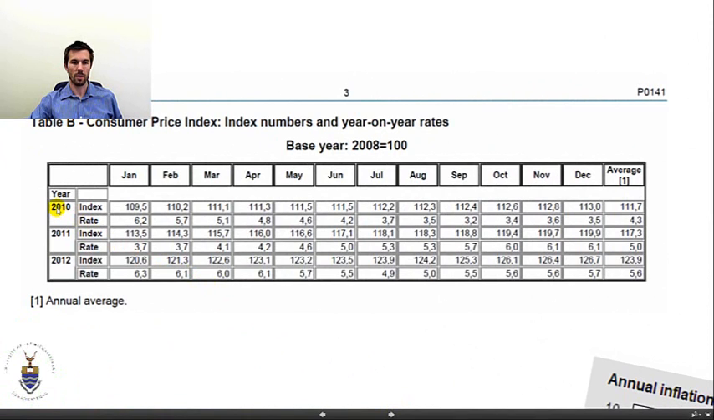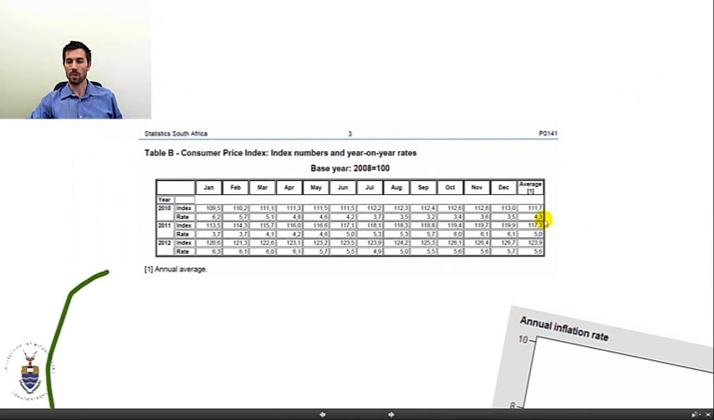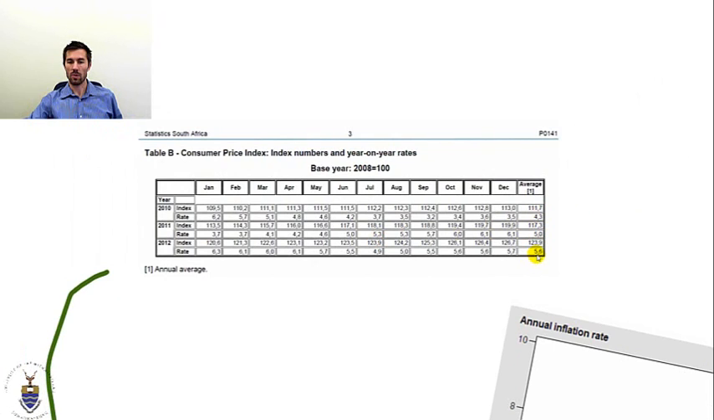Well, if we look at 2010, 2011, 2012, we're looking across the months, and what we see is that year on year, from January essentially 2009 to January 2010, prices increased by 6.2%. And between January 2010 and January 2011, prices increased by 3.7%. And if we look across the year on year, January to January, the prices increased by 6.2, then by 5.7, then by 5.1, 4.8, etc. And on average, inflation for the year 2010 was 4.3%. In 2011, it was 5%, and in 2012, it was 5.6%.